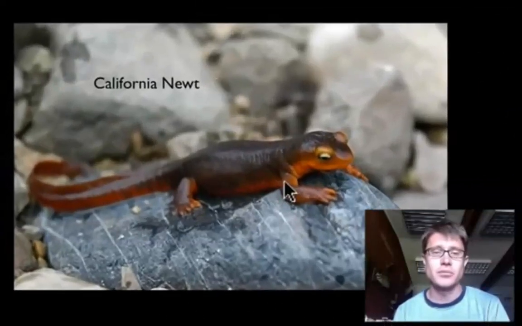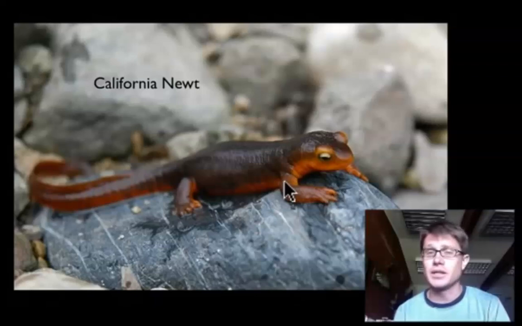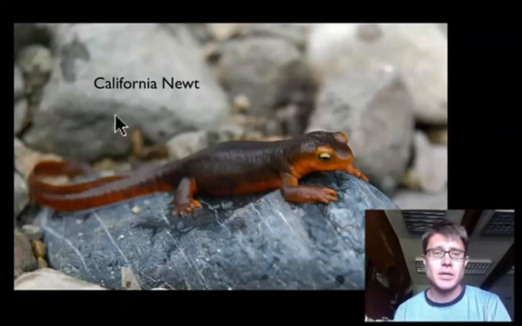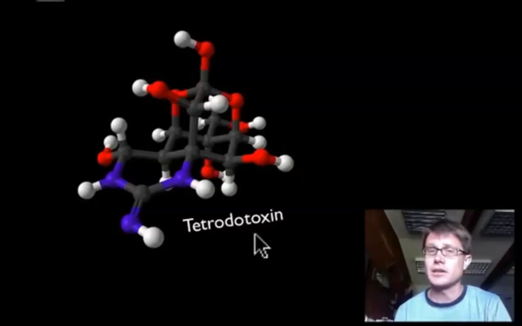It's the California newt. California newt, you could pick it up, you could hold it, it's no big deal, but if you were to eat it, you would die just within a few hours. And that's because the California newt produces a toxin on its skin. We used to think the newt produced it, but we now know that it's a symbiotic bacteria that's producing this toxin. It's called tetrodotoxin. It's one of the nastiest neurotoxins that we've ever found.